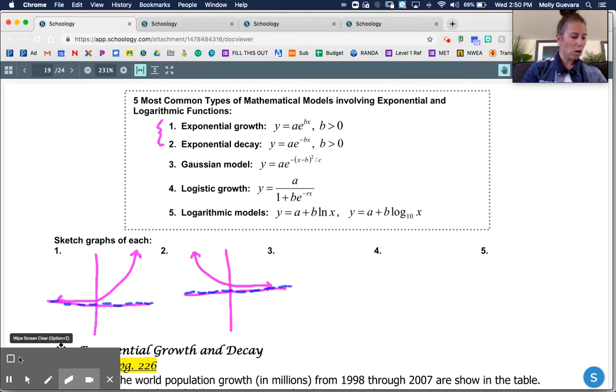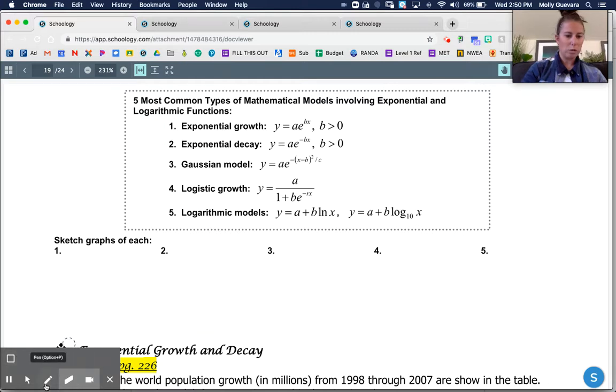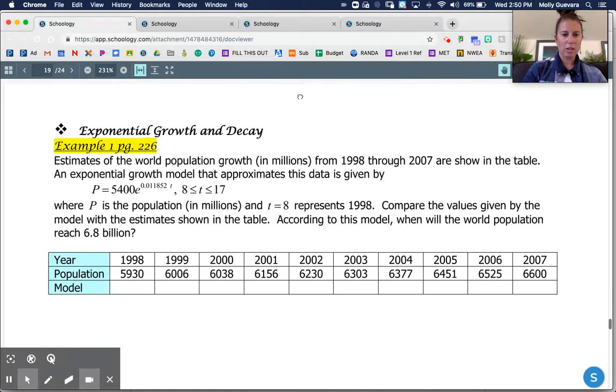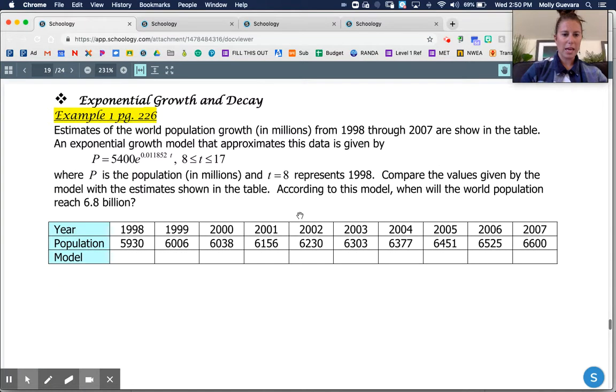So all we're going to do is look at some word problems involving growth and decay. You are probably going to want a calculator in this lesson. It's going to be very helpful for you. So we're going to look at example 1.